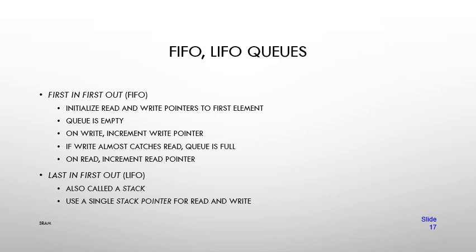First in first out is shown first. Initialize read and write pointers to the first element. The queue is empty. On a write, increment the write pointer; if the write pointer almost catches the read pointer, the queue is full. On a read, increment the read pointer. Last in first out, LIFO, is also called a stack. The first one is a queue, the second one: FIFO is a queue, LIFO is a stack. Use a single stack pointer for read and write operations.